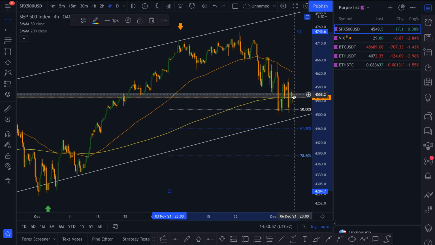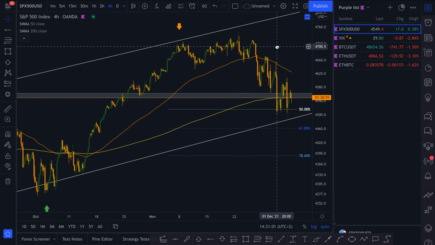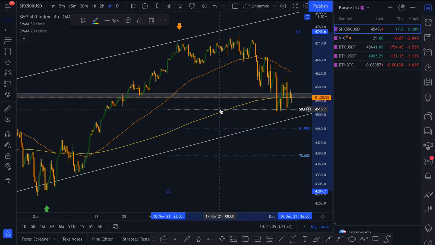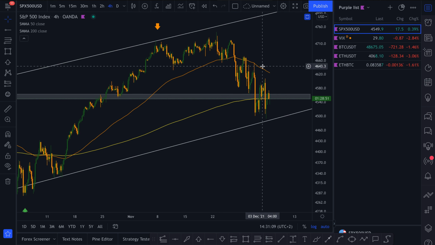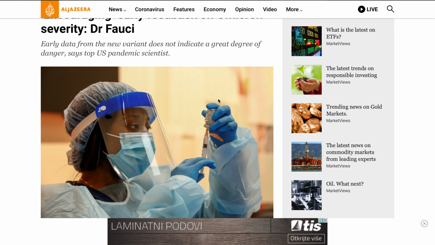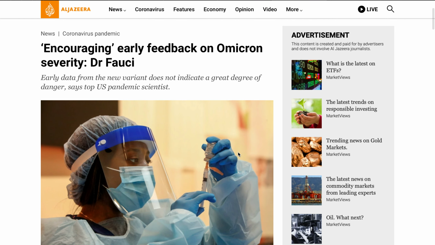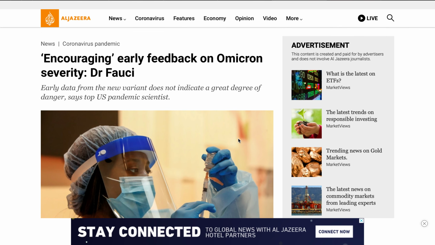And if we do manage to hold support right here, the market is probably going to rebound sometime this week and continue moving towards the upside, which is a good thing. And especially another bullish indicator for the SPX is the fact that the new Omicron variant of COVID is apparently not a great degree of danger for the world. So the cases are mild and consumer confidence is slowly pulling back.